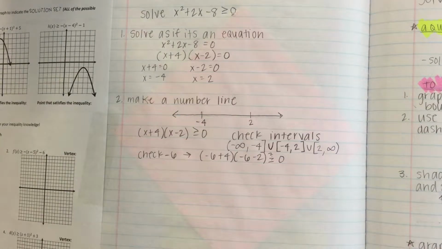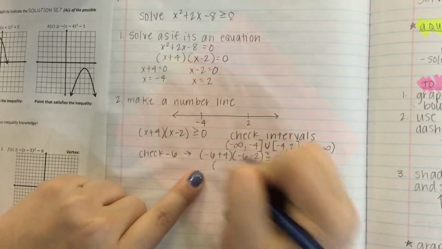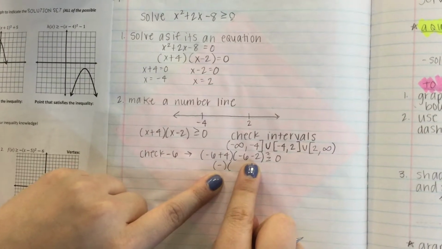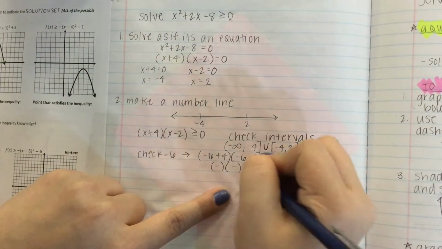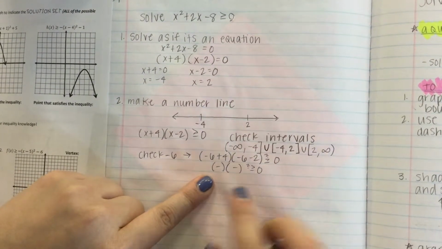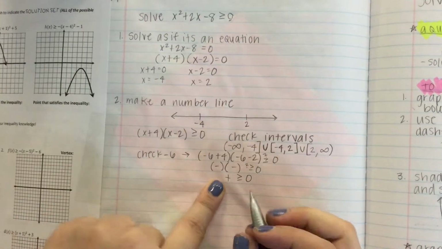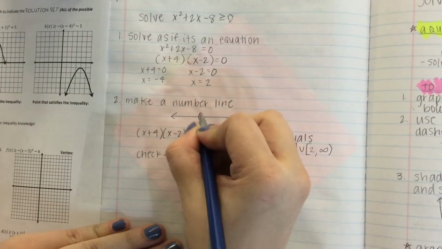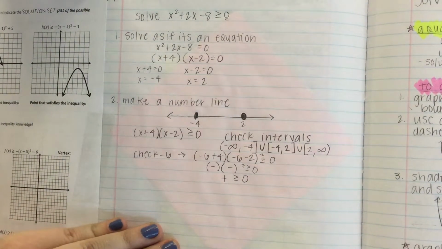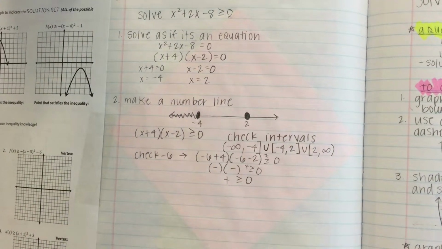Because really what you're doing is checking signs, positive, negative. If I have -6 plus 4, what sign am I going to get? -2. If I have -6 minus 2, what sign is that going to be? Okay, I still don't know. What's a negative times a negative? Does that work? Yeah, that's greater than or equal to 0. So that works. So I know that this interval works.